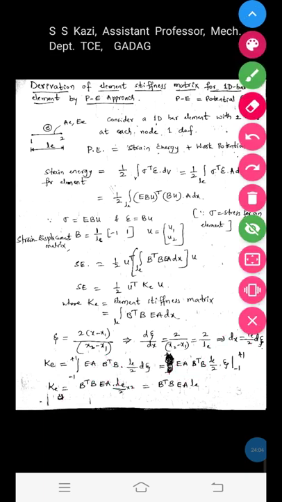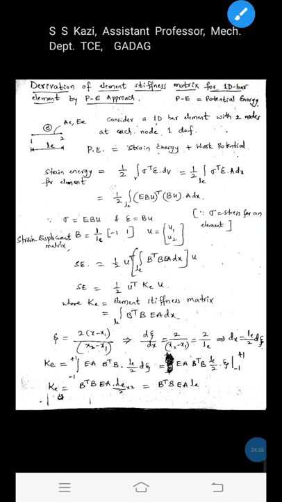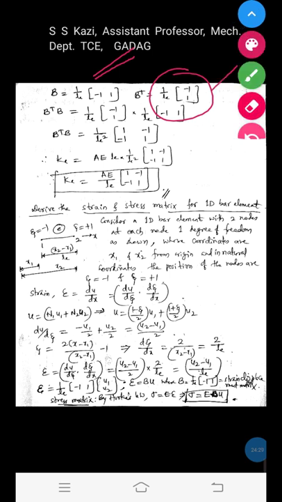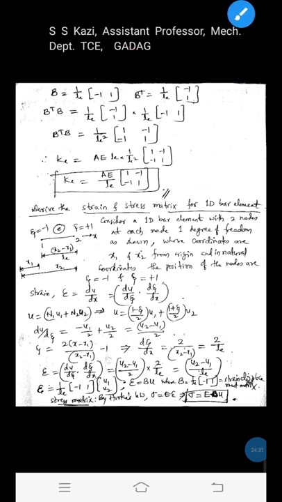Now what will we do now? We will get the product of this B transpose and B. Now in the next page you can observe here. What is B here? We know that it is the strain displacement matrix. Just now we have discussed in the previous page, 1 by LE into [-1 1], that is the B matrix. And what is the transpose of the B matrix? That is B transpose, 1 by LE [-1 1], the row has become a column now. Now next, B transpose into B, this product we require.